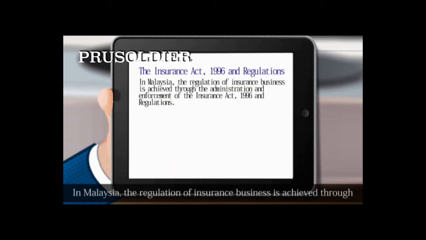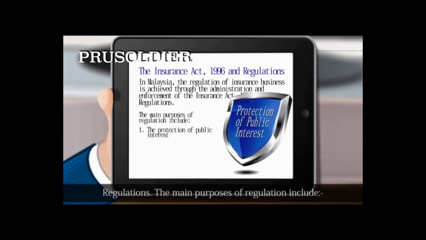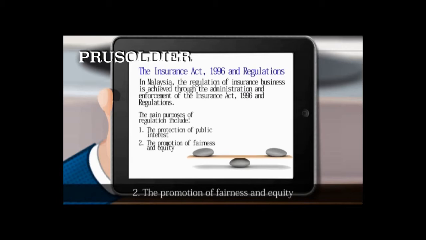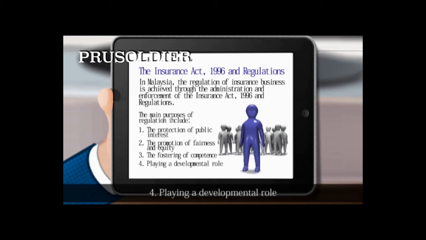In Malaysia, the regulation of insurance business is achieved through the administration and enforcement of the Insurance Act 1996 and regulations. The main purposes of the regulations include 1. The protection of public interest. 2. The promotion of fairness and equity. 3. The fostering of competence. 4. Playing a developmental role.